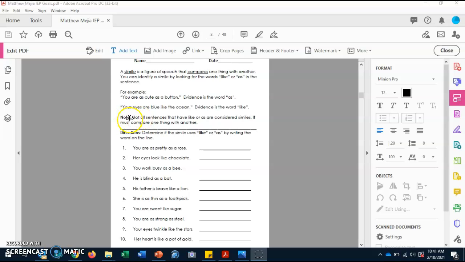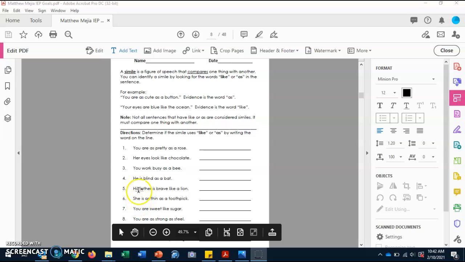Then it says no. Not all sentences that have like or as are considered similes. It must compare one thing with another. So we know that sometimes there are sentences where we use the words like or as. However, if we are not comparing it to something else, it is not a simile.